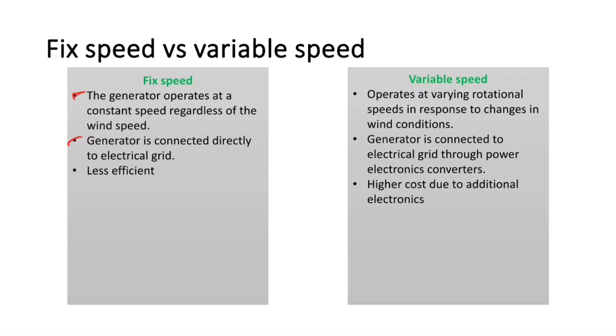Fixed speed wind turbines are also less efficient, and the reason is that they don't care about the wind conditions. No matter what the wind conditions are, they will always be rotating at the fixed speed.